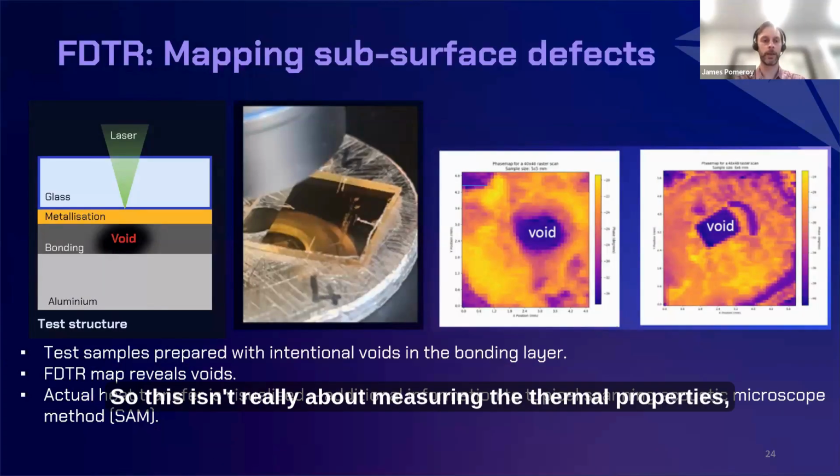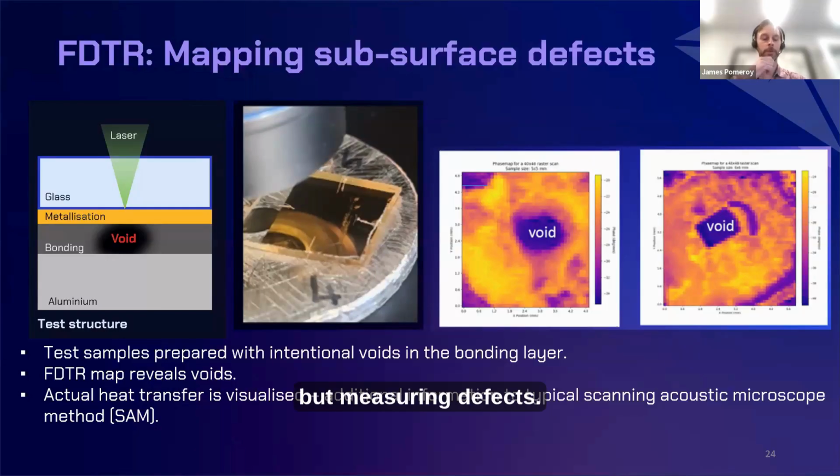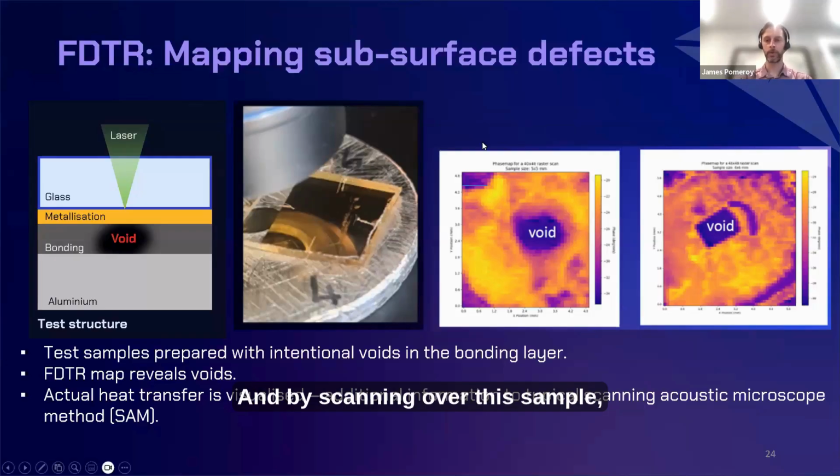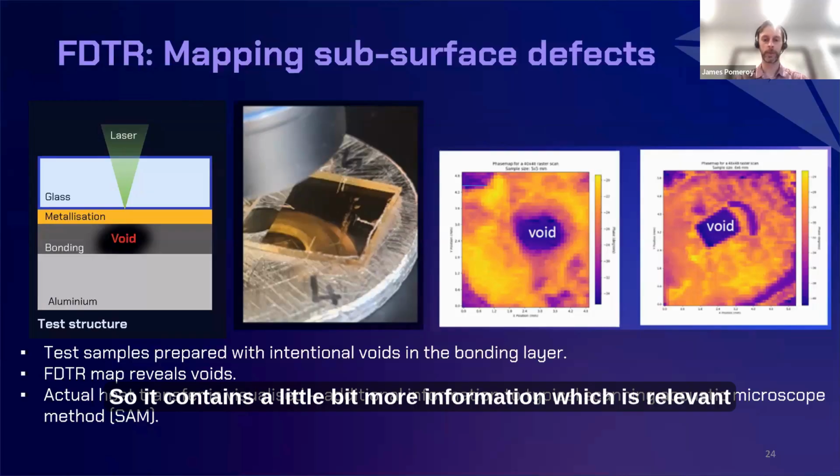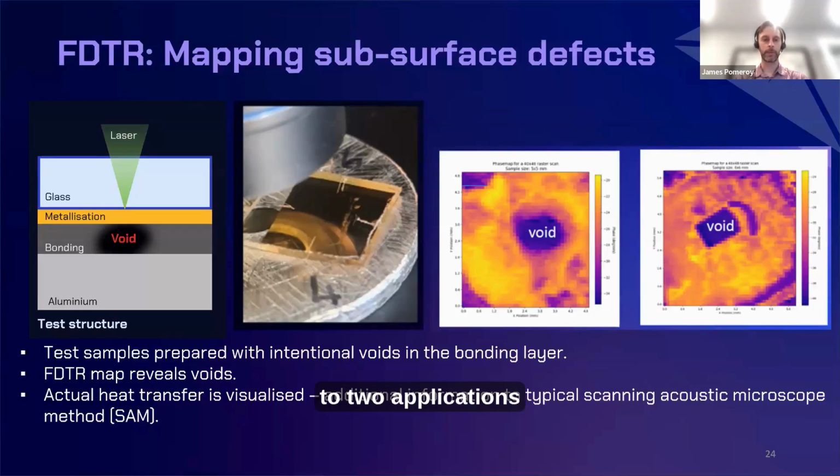Okay, related to that, this isn't really about measuring the thermal properties, but measuring defects. Here we specially prepared a sample where we have a bonding layer where we've intentionally introduced a void, just for illustration. What we're measuring here is the heat transfer from the metallization into the aluminium substrate. By scanning over this sample, you can see where the void is. There's no heat transferred. This is a little bit analogous to scanning acoustic microscopy, but we're really visualizing actual heat transfer. So it contains a little bit more information which is relevant to applications where you're concerned with heat extraction, thermal resistance.